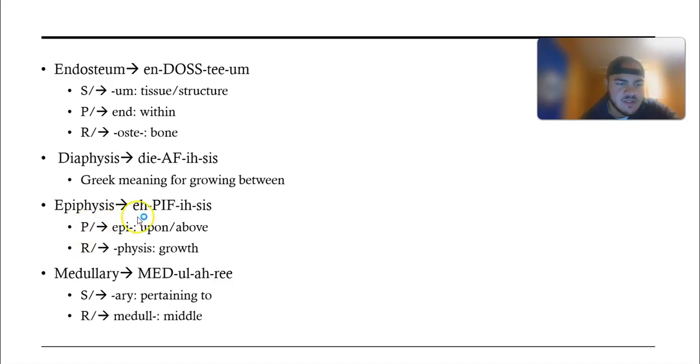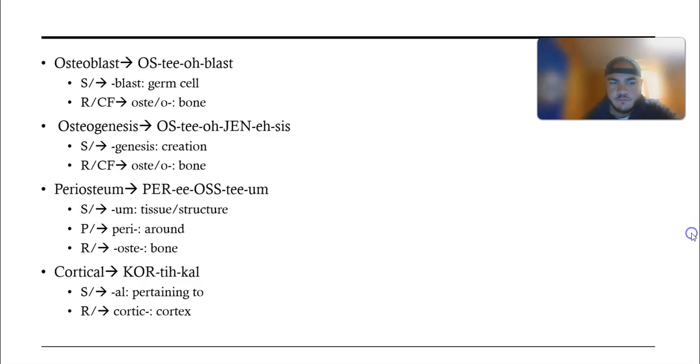You have epiphysis, and that prefix epi means above or upon, and the root word physis means growth. And then you have medullary. You have that suffix, which "ary" means pertaining to, and the root word medul means middle. And then you have osteoblast. That suffix blast means germ cell, and the root word osteo again means bone.